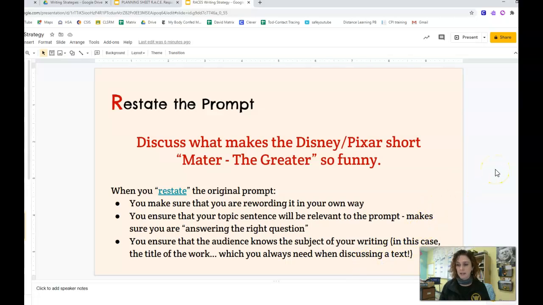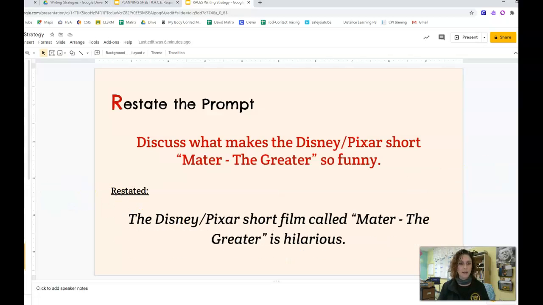So what I mean by that is whether you're writing about a movie, a story, a commercial, a television show, a song, a piece of art, an album, a photograph, a magazine, okay? Whatever it is you are writing about, if it is a text, you need to make sure you state the title of the work, okay?